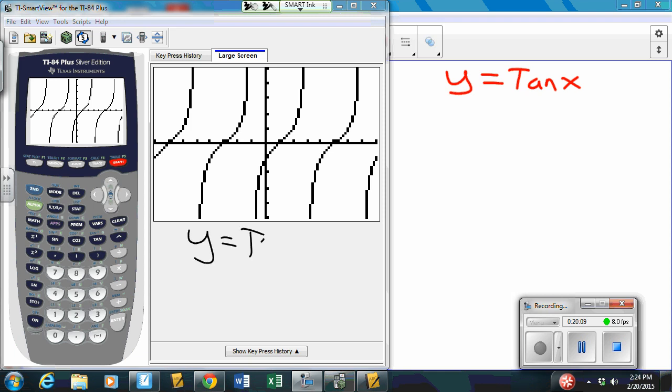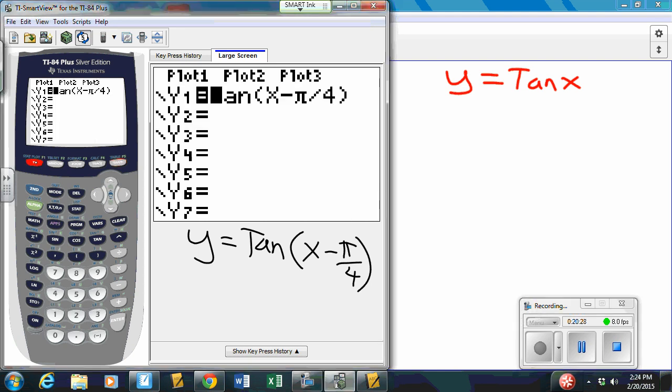All right, y equals tangent of x minus 5 fourths. You guys got that? Does everybody get that? Okay, this graph is shifted to the right 5 fourths. Right?